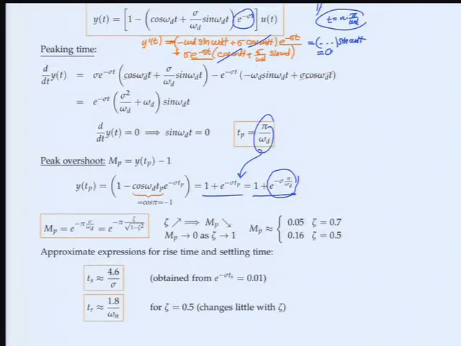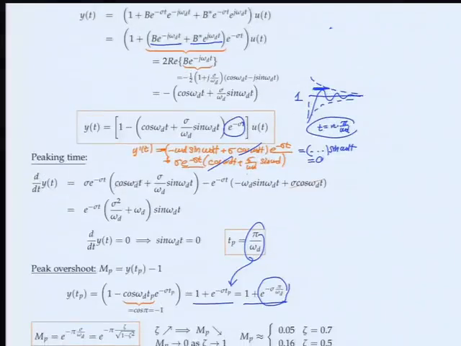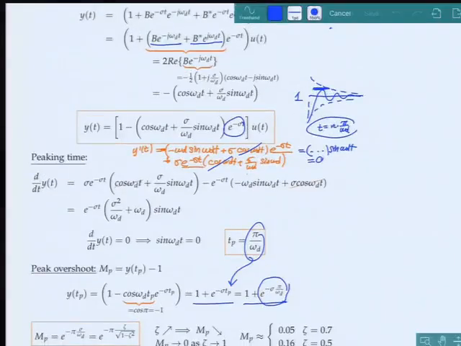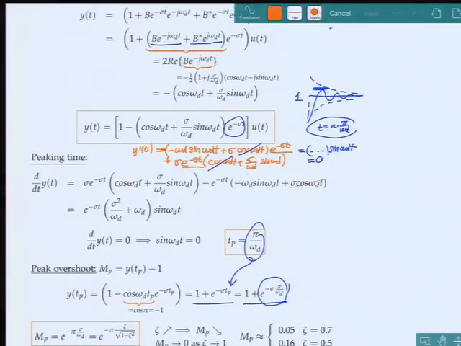All right, so for rise time and settling time, we only have approximate expressions. For the settling time, we do something very simple. We say, well, this looks like 1 plus an envelope, right? This envelope goes to 0, right? So to find the settling time, we look for a time at which this envelope becomes 0.01, if it's 1% criterion for defining the settling time, right?